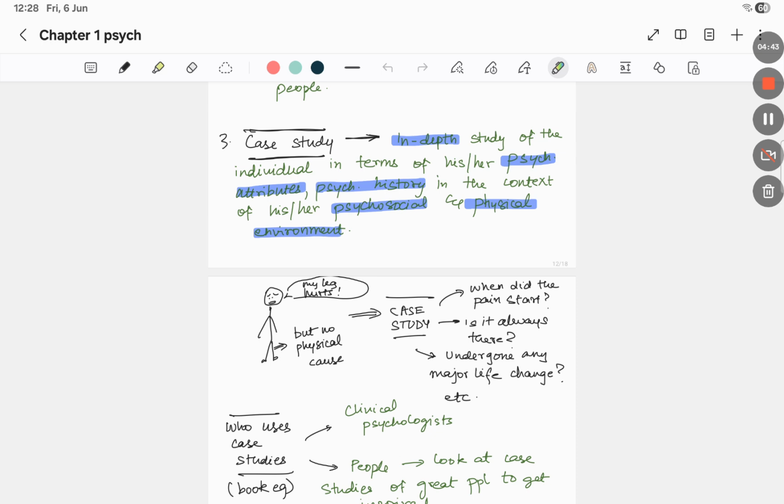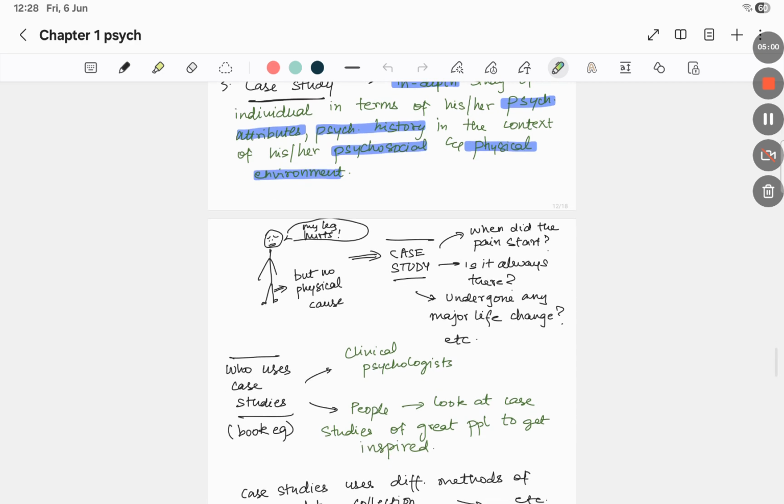So I'll repeat the definition again so that it settles in. So it is an in-depth study of what? Of an individual in terms of what? In terms of his or her psychological attributes, psychological history, in the context of his or her psychosocial and physical environment. So to remember this definition, I'll give you an example.